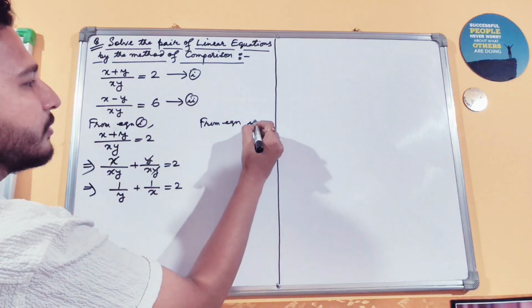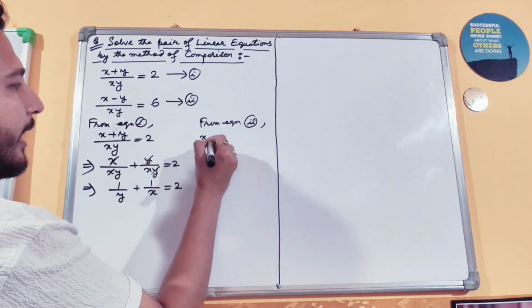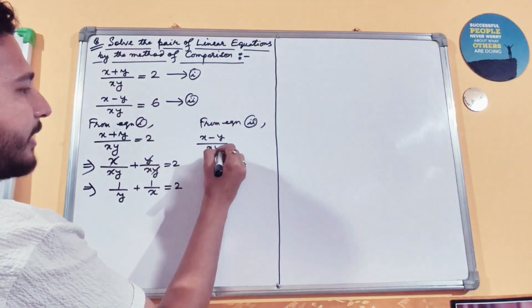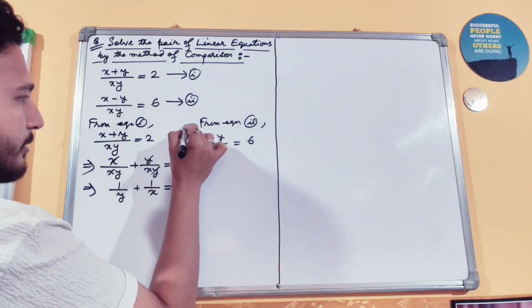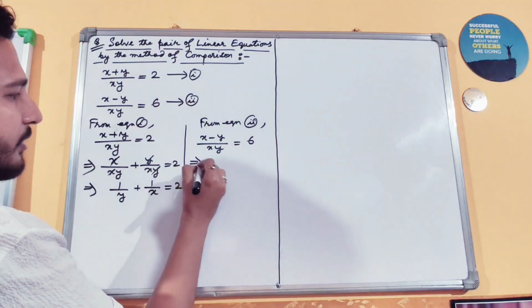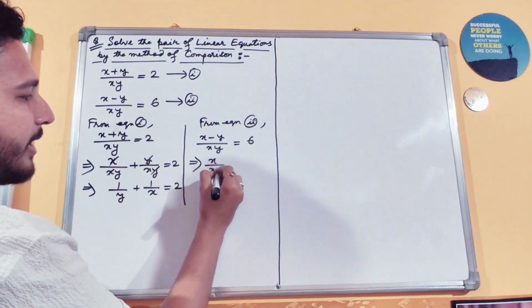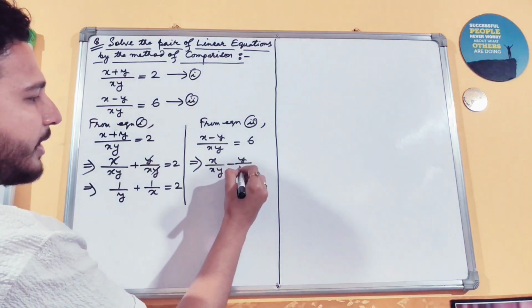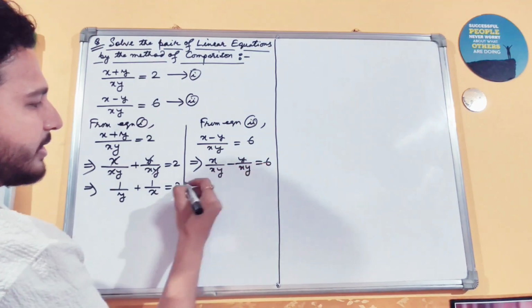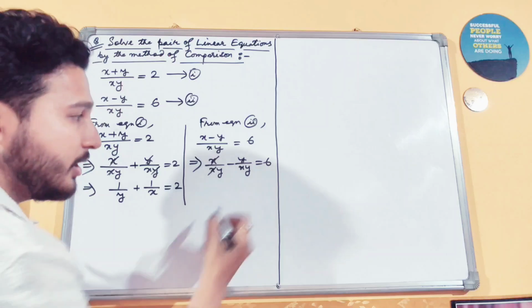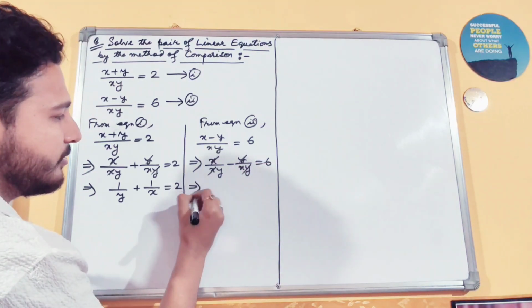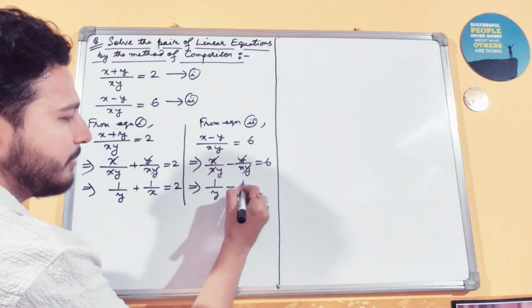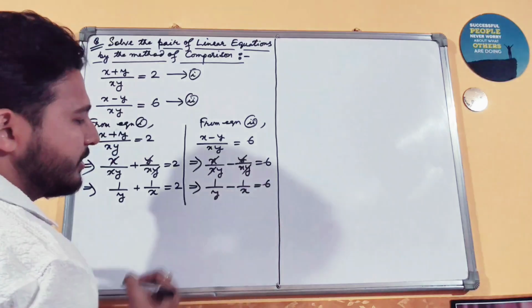Now the other one, from equation 2, (x minus y) by xy is equal to 6. So we divide this, x by xy minus y by xy is equal to 6. x gets cancelled, y gets cancelled. So ultimately we get 1 by y minus 1 by x is equal to 6.